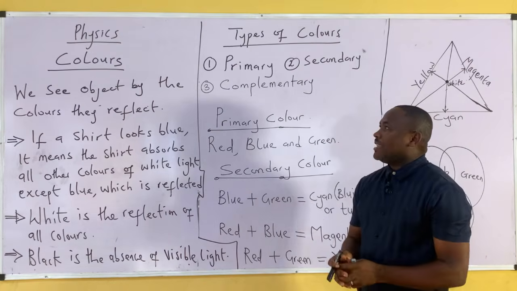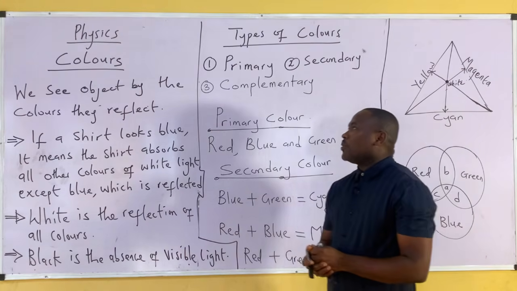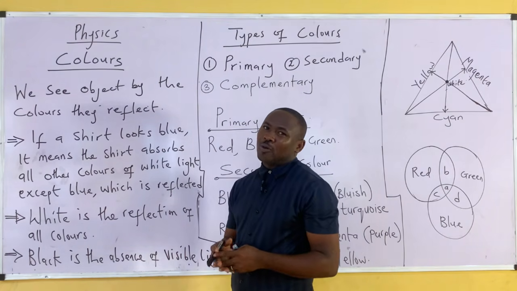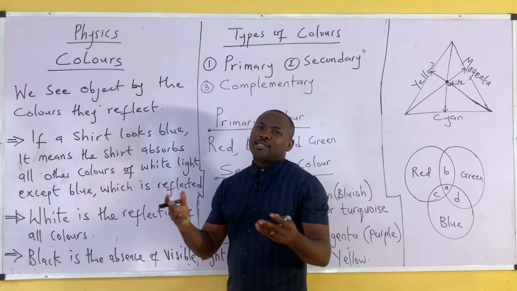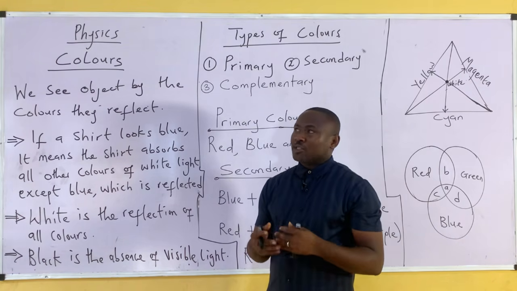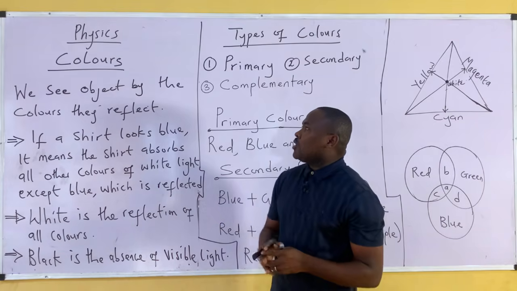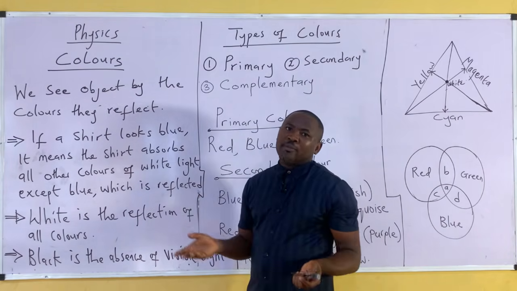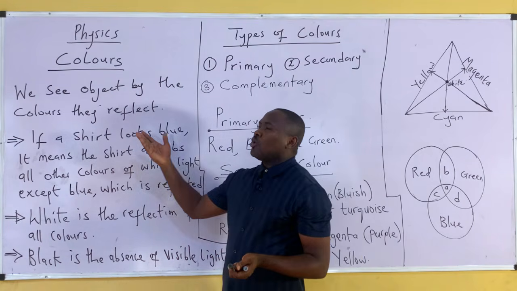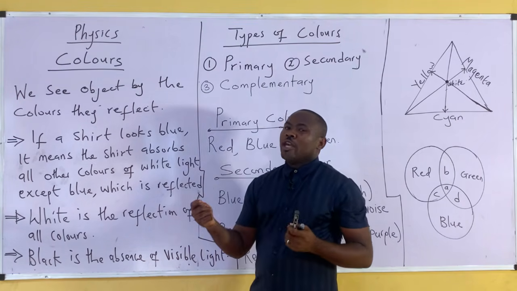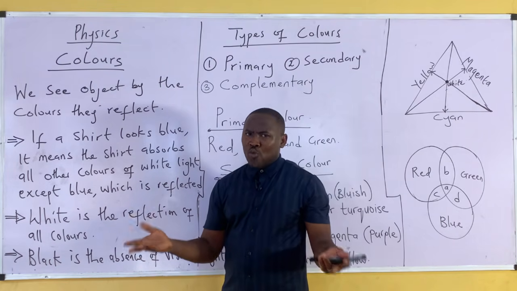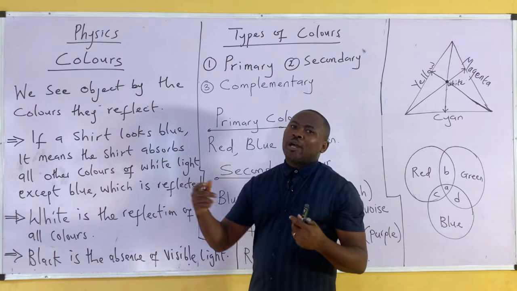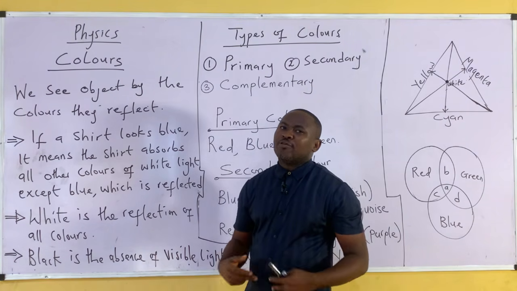Now let's look at color. What is color? You may want to ask, but there's actually no definition of what a color is. Color is just how we see or describe light. That's color. So we say we see all objects by the color they reflect. We see by reflection. So a blue shirt will appear blue. Why? It's because it's reflecting blue. A green leaf will appear green. Why? Because it's reflecting green.